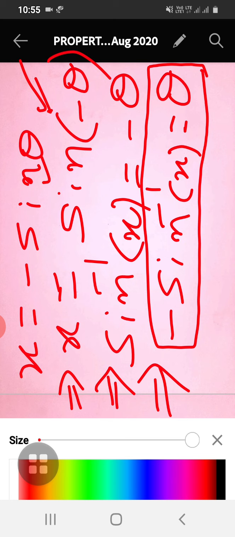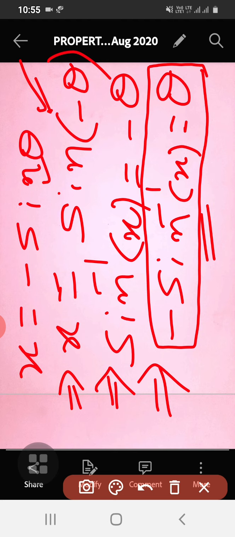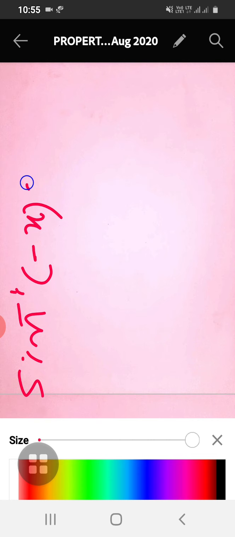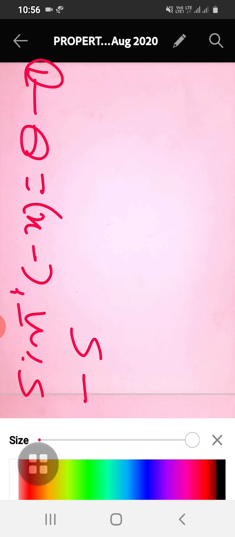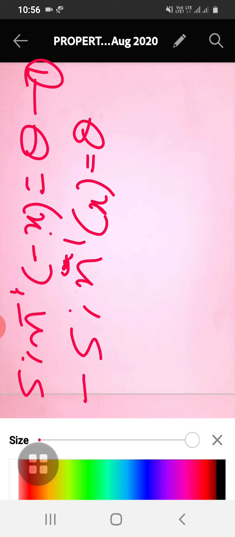So now how did we begin this problem? We began this problem by considering sin inverse of minus x is equal to theta. So it ends here. Our problem began like this: sin inverse of minus x is equal to theta. We call this equation 1. Now what did I get in the last step? Minus sin inverse x is equal to theta.